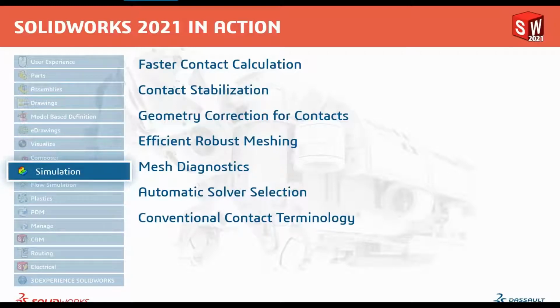This is a pretty big simulation release this year. We have a lot of information to share with you guys, especially around the contacts in SOLIDWORKS Simulation: faster contact calculation, contact stabilization, and geometry correction for contacts during solve. We've also renamed a good deal of our contacts, so you're going to want to sit through some of that, new and old users alike, to understand what that is going to be called moving forward. And then we've also got a couple of other delighters like the efficient, robust meshing tools, some additional mesh diagnostic tools, and some other good stuff in here.